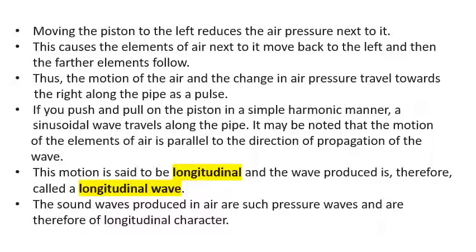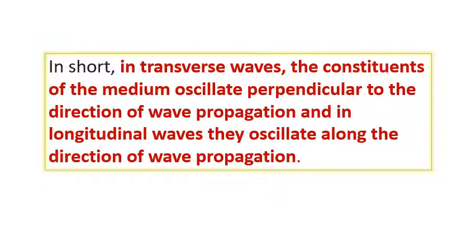And if you push and pull on the piston in a simple harmonic manner, a sinusoidal wave travels along the pipe. The motion of the elements of air is parallel to the direction of propagation of the wave, and such a type of wave produced is called a longitudinal wave. In short, in a transverse wave the constituents of the medium oscillate perpendicular to the direction of wave propagation, and in a longitudinal wave, they oscillate along the direction of wave propagation.